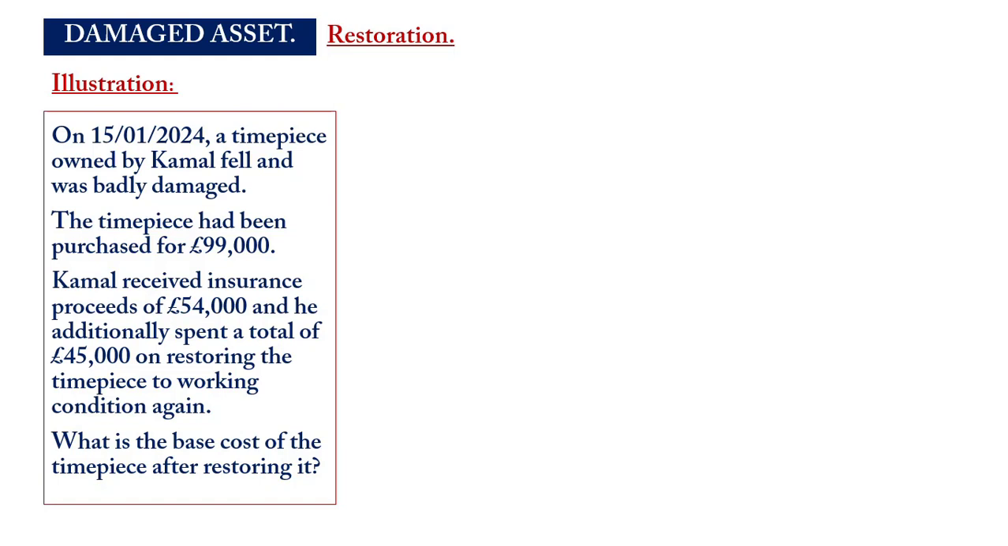So we are told that the asset fell. The cost of the asset is £99,000, and the asset fell. They got insurance proceeds from it. The insurance proceeds were used to restore it. So we'll take away the proceeds of 54,000.